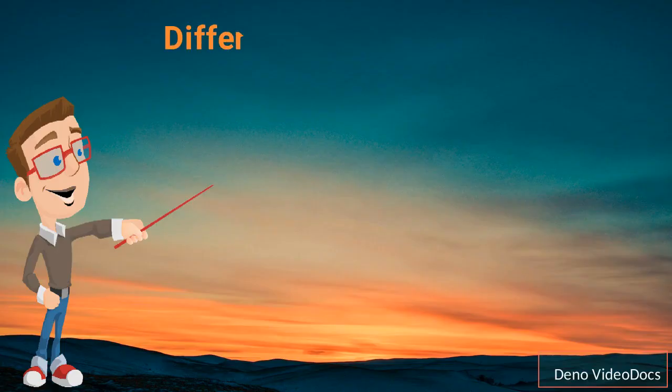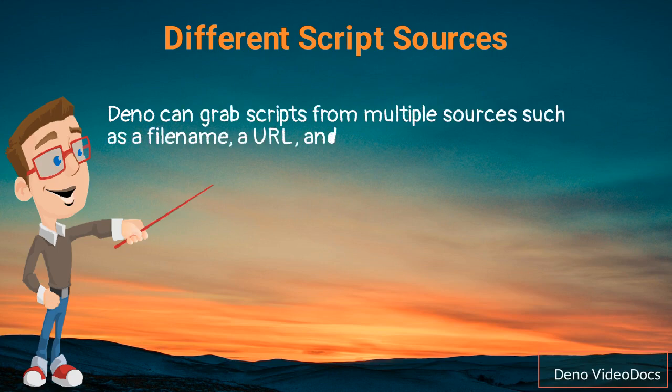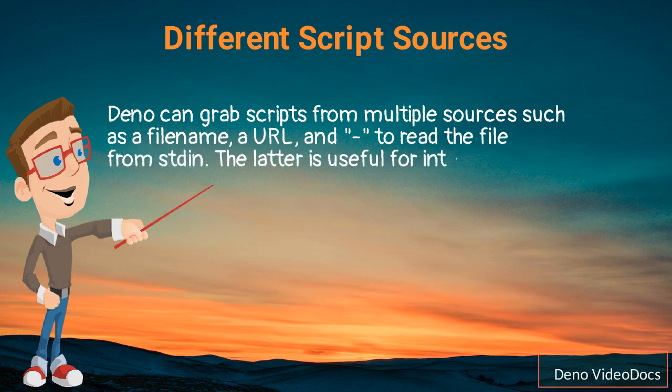What are the different script sources that Deno can grab scripts from? Deno can grab scripts from multiple sources such as a file name, a URL, and a dash to read the file from stdin. The latter is useful for integration with other applications.